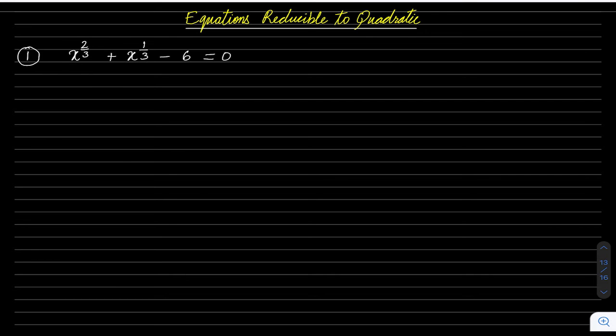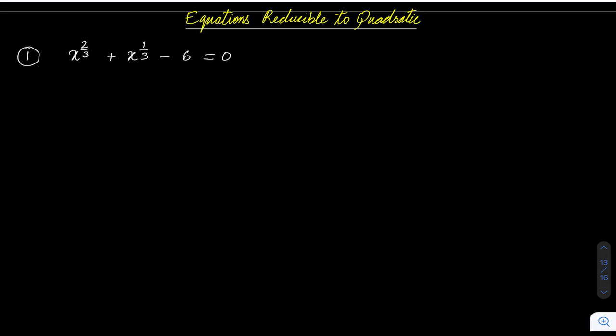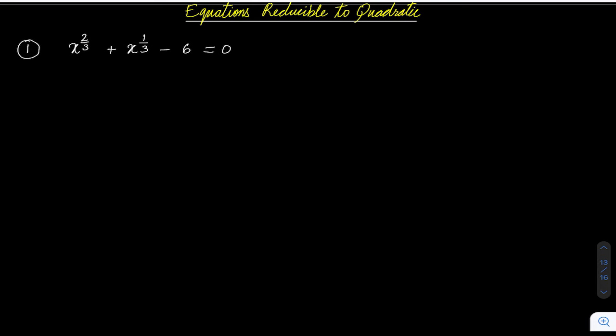So let's see. First example is x power 2 by 3 plus x power 1 by 3 minus 6 equals 0. So we have to solve this. As you can see, this is not a quadratic equation because it has the powers in the form of 1 by 3 and 2 by 3. So what we will do is we can make a substitution. As you already know, x power 2 by 3 is nothing but x power 1 by 3 whole squared, because we know the powers multiply. So 1 by 3 into 2 will become 2 by 3.